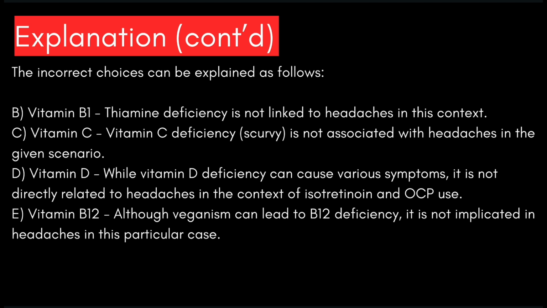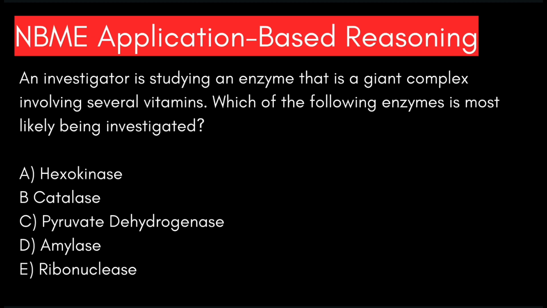The incorrect choices can be explained as follows. Vitamin B1. Thiamine deficiency is not linked to headaches in this context. Vitamin C. Vitamin C deficiency, scurvy, is not associated with headaches in the given scenario. Vitamin D. While vitamin D deficiency can cause various symptoms, it is not directly related to headaches in the context of isotretinoin and OCP use. Vitamin B12. Although veganism can lead to B12 deficiency, it is not implicated in headaches in this particular case. So let's go ahead and move on to the next question.